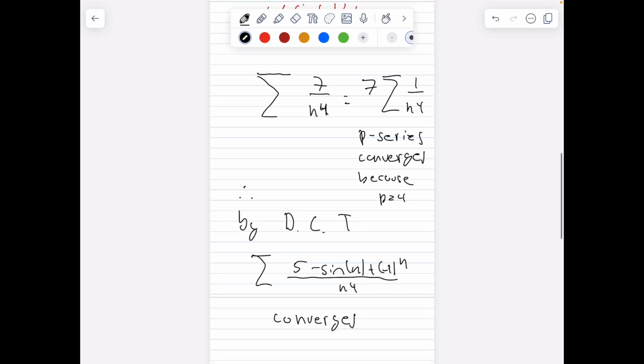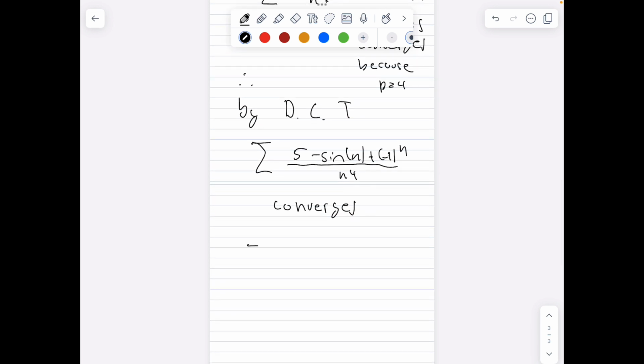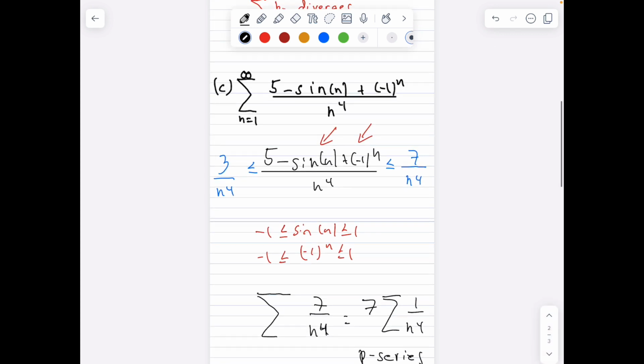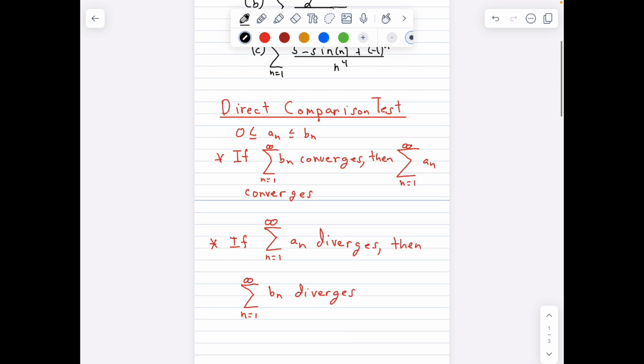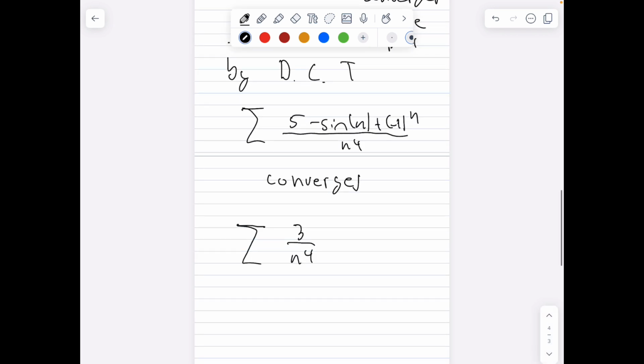Now, the other inequality wouldn't help me, the other side of the inequality, 3 over n to the fourth. That doesn't help me because that would converge as well. It's a p series with p equals 4 when you take the 3 out. But just because the smaller one converges doesn't say anything about the bigger one, okay? You can only use the test exactly as stated. And there we go. So that's how we can find another inequality.